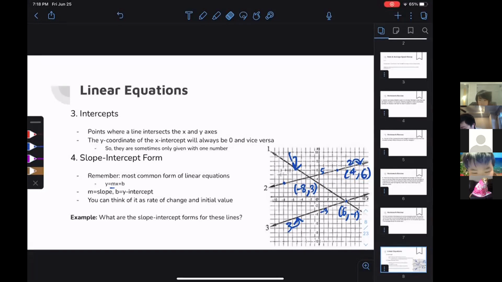Oh wait, the lines are already labeled, sorry. So just use the numbers on the side here for which line it's referring to. And for the point, this was 4 comma 6, is this point here. And the y-intercept here is 5. The one here is 3.